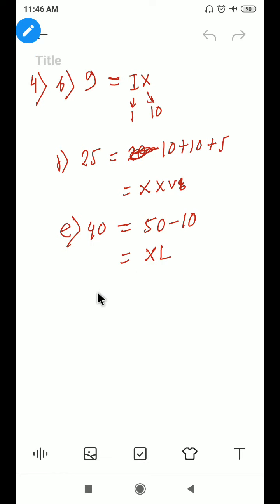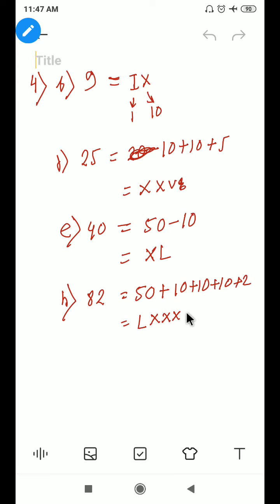Now go to question H. Here 82 is given. So how to write 82? You can write 50 plus 10 plus 10 plus 10 plus 2. 50 is denoted by L, 10 is denoted by X, then another 10 is given, that means XX, another 10, X, and 2 is denoted by II.